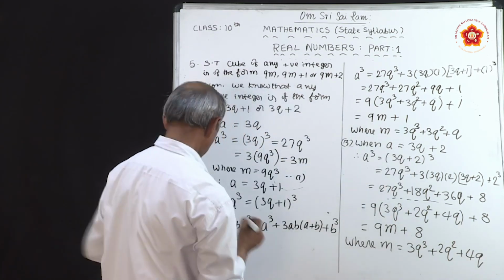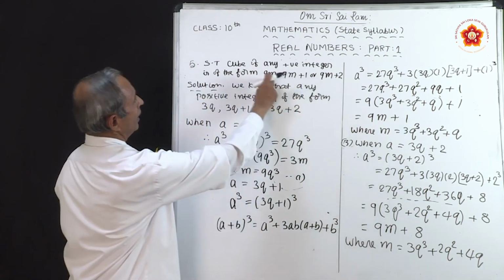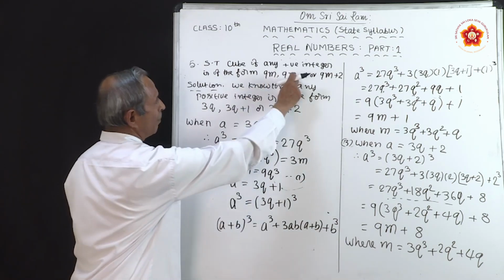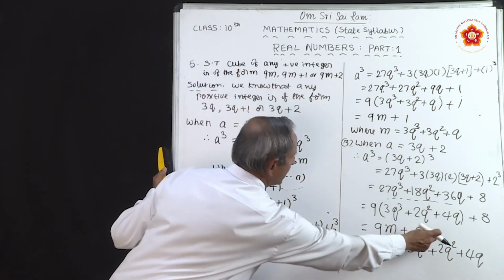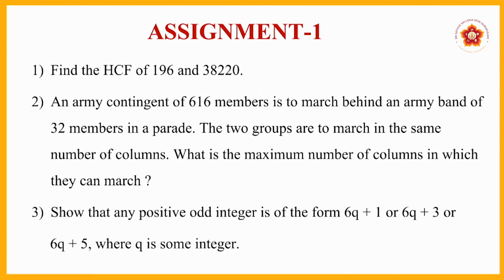So the cube of any positive integer is either of the form 9m or 9m plus 1 or 9m plus 8. All three cases we have proved. Now, to understand the topic clearly, we have to solve the assignment given here. Take your assignment book, copy all the problems and work on them without fail.